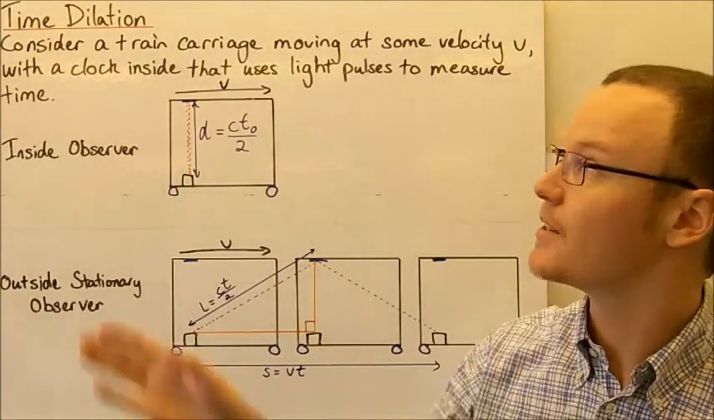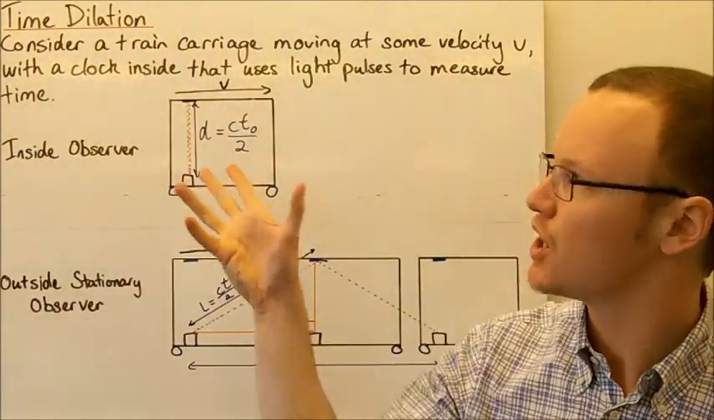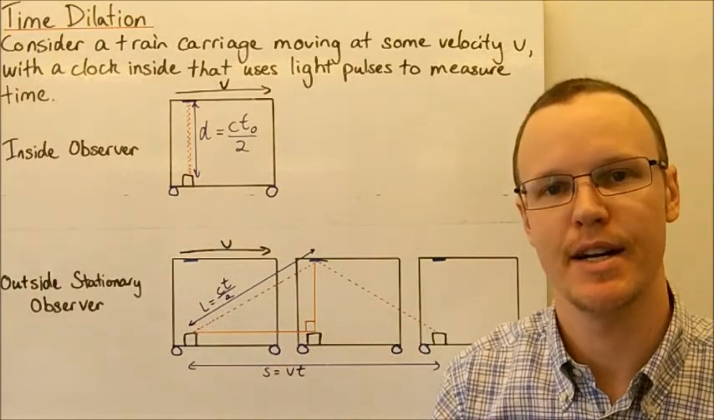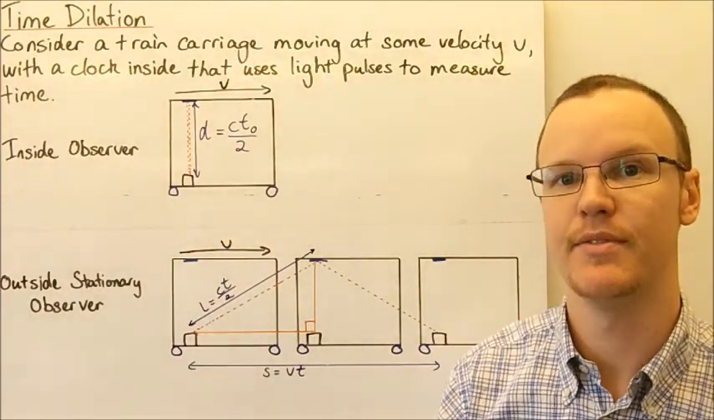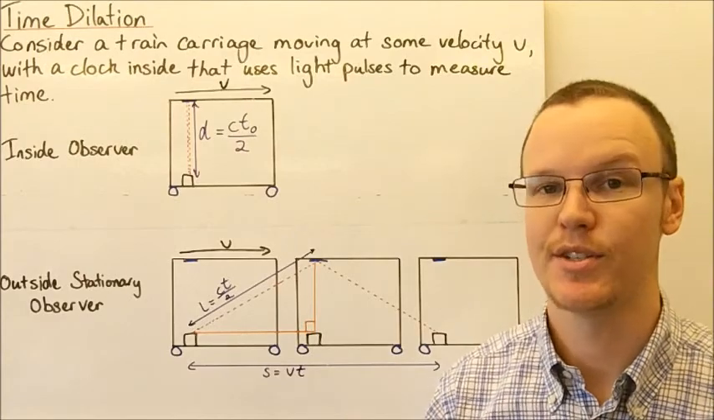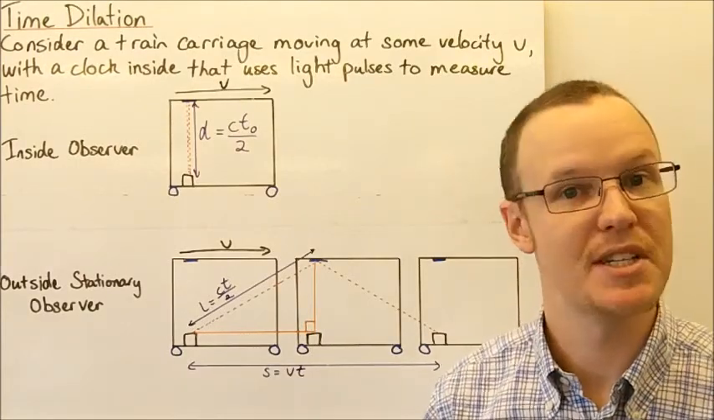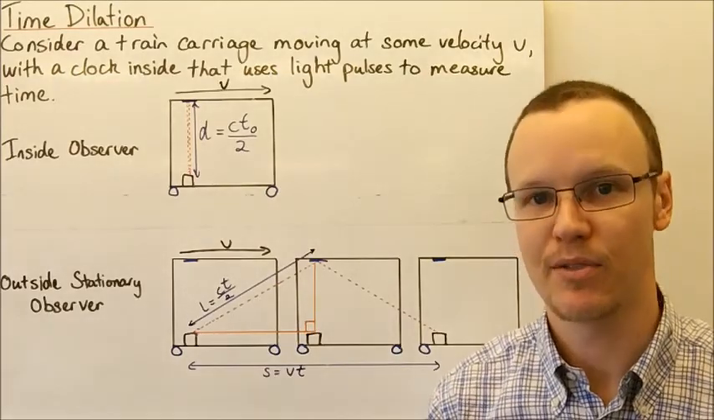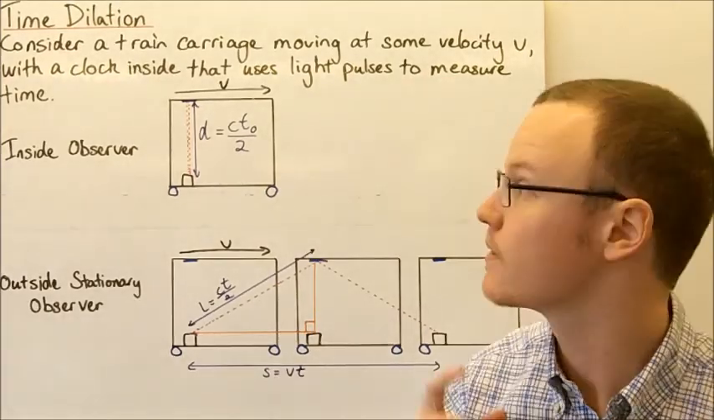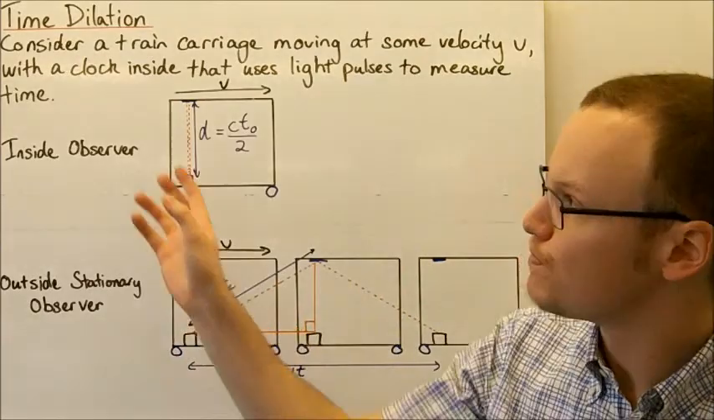Today we're going to look at time dilation. Time dilation is one of the first effects that we'll be looking at of the special theory of relativity, namely Einstein's first two postulates: that the laws of physics are the same in all inertial reference frames, and that the speed of light doesn't vary across reference frames.